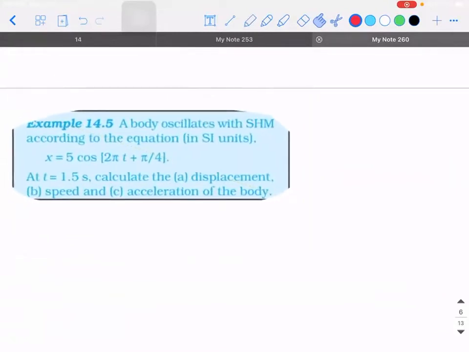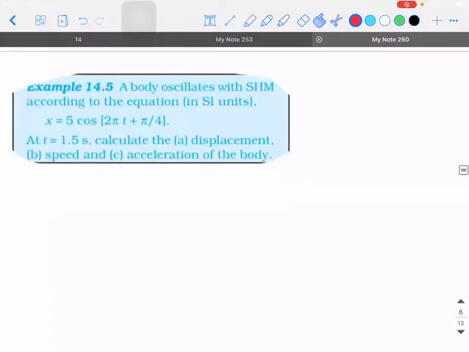An object oscillates with SHM according to the equation, in SI units, x is equal to 5 cos of 2 pi t plus pi by 4. At t is equal to 1.5 seconds, they're asking us to calculate the displacement, speed, and acceleration. So what is given? x is equal to 5 cos of 2 pi into t plus pi by 4.